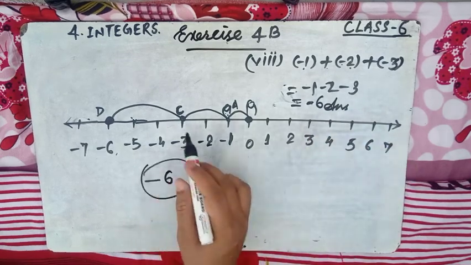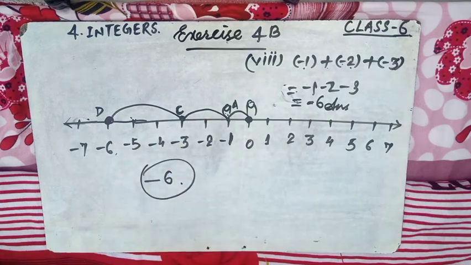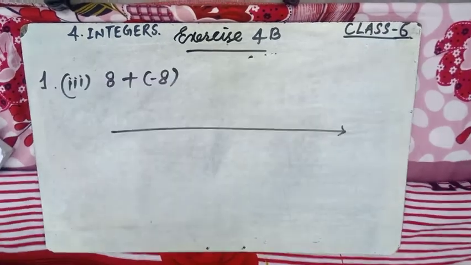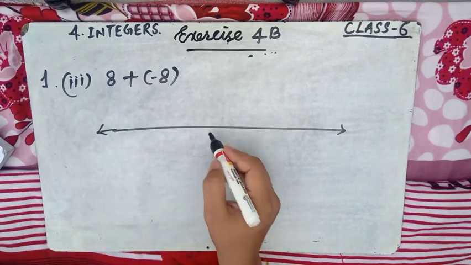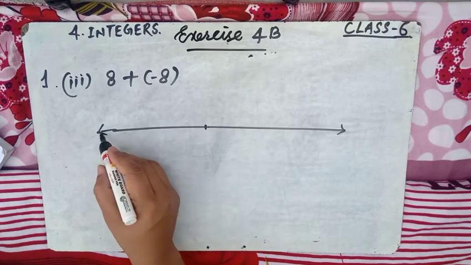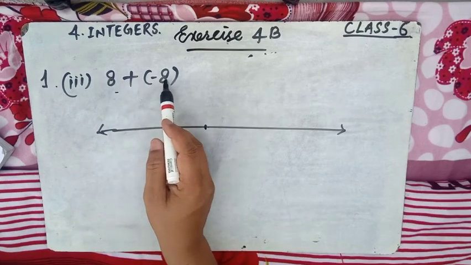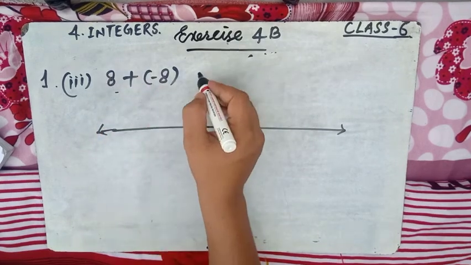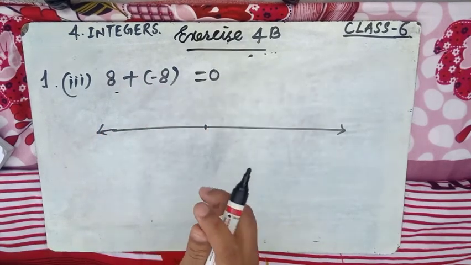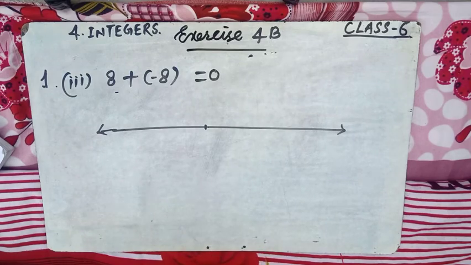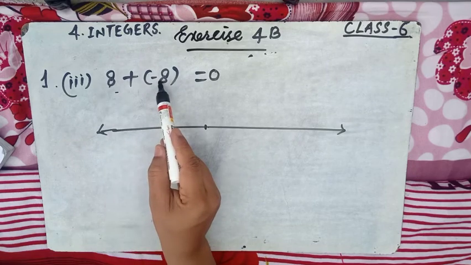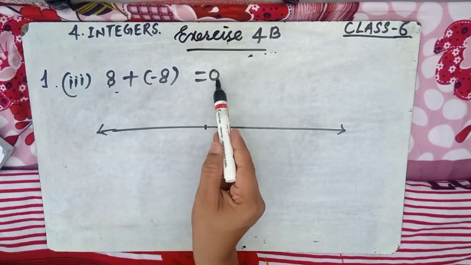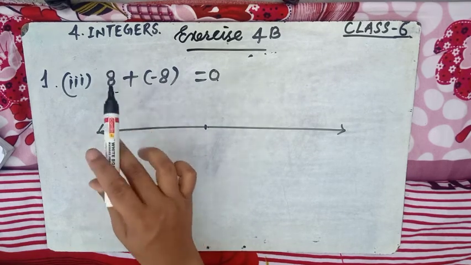Here is your answer with the help of the number line. I hope you get it. Now the last question, question 1, sub-question 3. First of all we have to solve 8 plus -8. If you solve it directly, you will get 0. Why? If you remember the property of integers, the sum of two integers, one positive and the other negative, gives us 0.